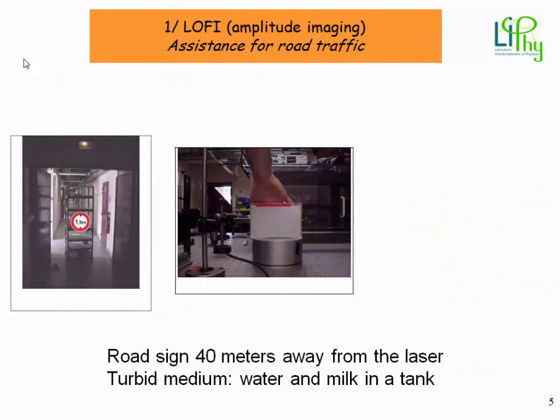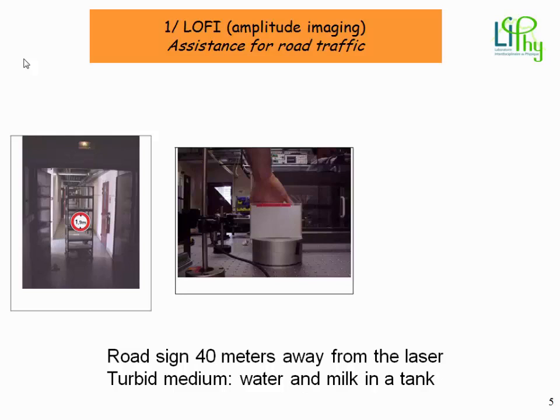This picture shows the first application of the LOFI method. In this experiment, this is imaging through turbid medium. This is imaging through fog, in fact, with the aim of assisting car driving. In this experiment, we have imaged a road sign, located 40 meters away from the laser, through a calibrated turbid medium composed of water and milk in a tank. And for a better understanding of the LOFI signal, the tank is very small, and it is only located on the left side of the road sign.